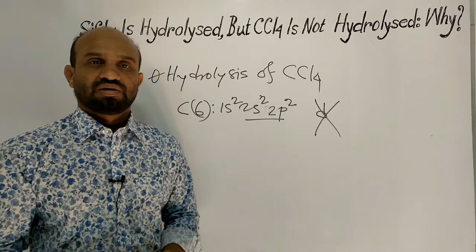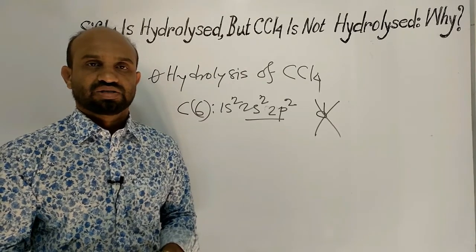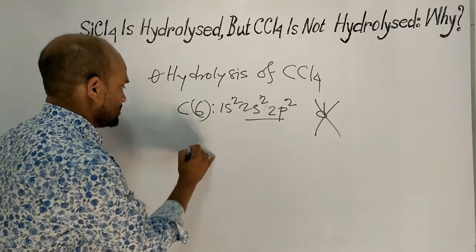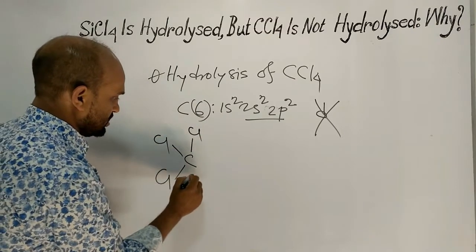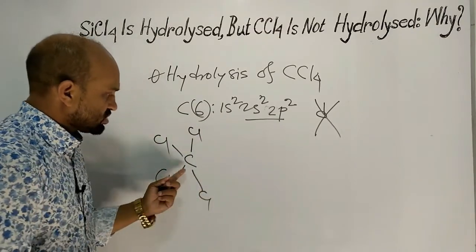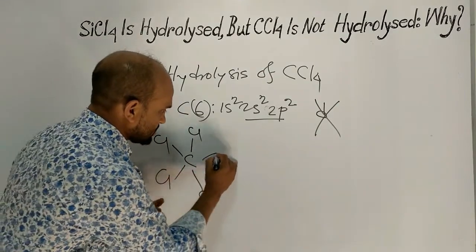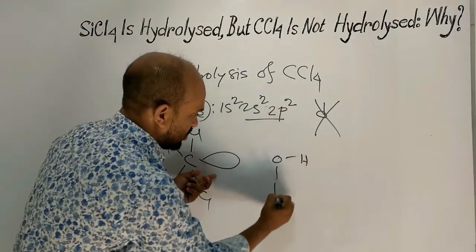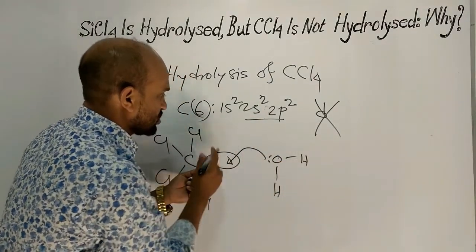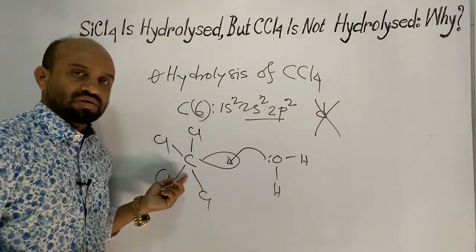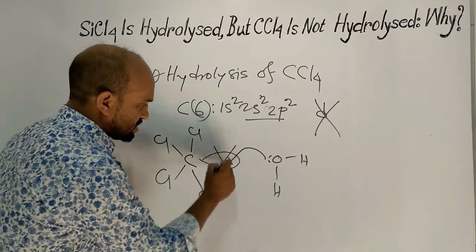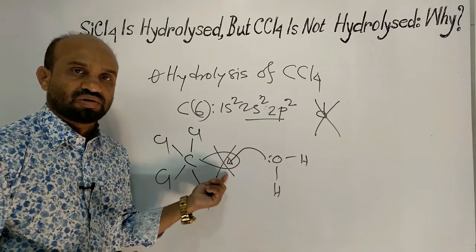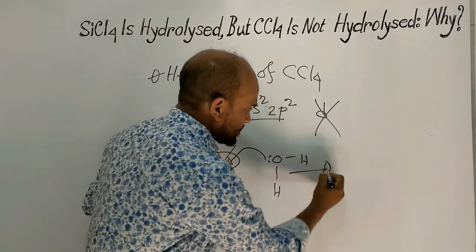Let's see the reason behind hydrolysis of carbon tetrachloride not occurring. This is carbon, chlorine, chlorine, chlorine, another chlorine. In case of silicon, there was a vacant d orbital with which oxygen formed a coordinate covalent bond. But in case of carbon, no vacant d orbital, no formation of coordinate covalent bond, and no reaction happens.